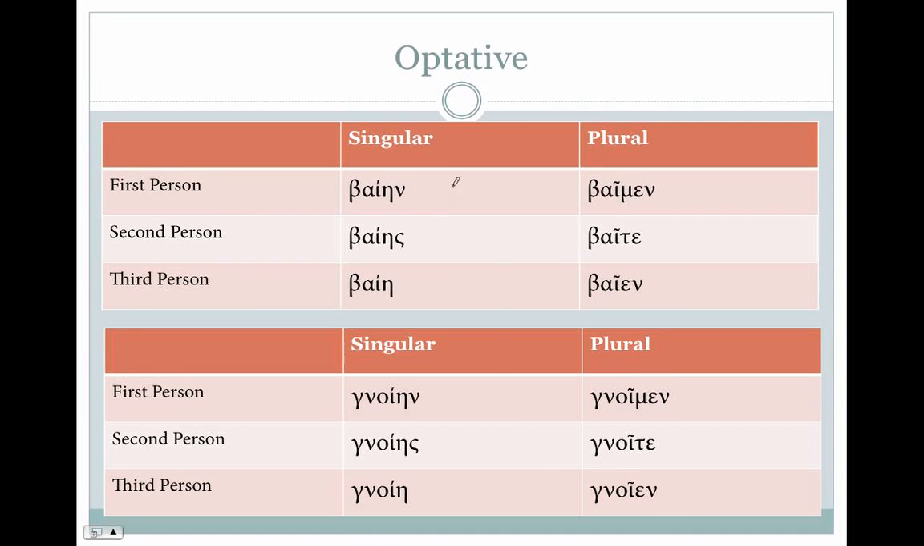The optative. We've got our stem, our iota marker, and our strong endings. Right, so here we're going to use the long endings in the singular, the short endings in the plural. So βαίην, βαίης, βαίη, βαῖμεν, βαῖτε, βαῖεν. Same thing with γιγνώσκω. We've got our stem, γνο, our iota marker, and our endings. So γνοίην, γνοίης, γνοίη, long endings, short endings in the plural. Γνοῖμεν, γνοῖτε, γνοῖεν.